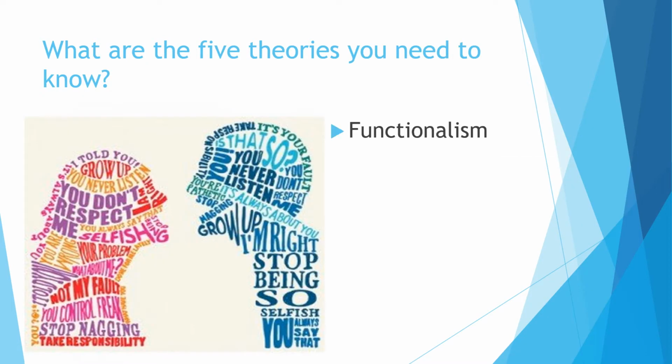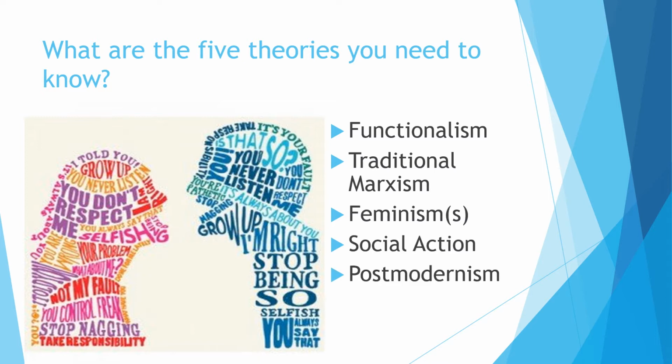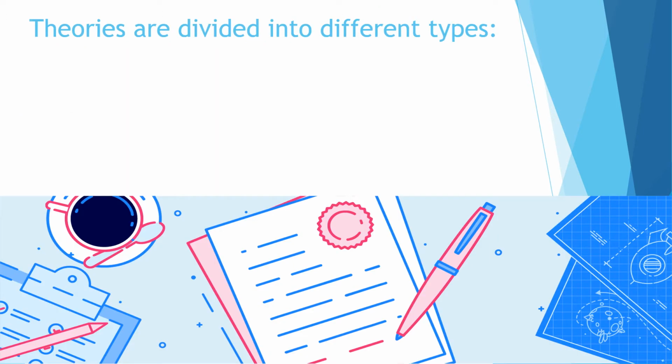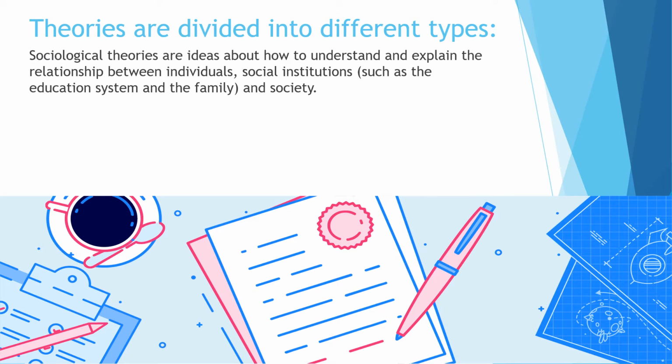Now, the theories, as I said before, functionalism, Marxism, feminism, social action, postmodernism, are all looking at the same issue. They're all trying to explain society, but from a different perspective. And when they try to do this, we try and break these theories down.